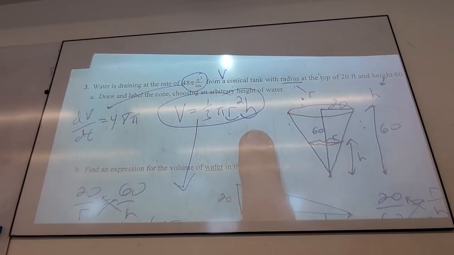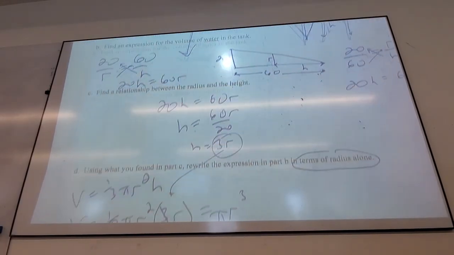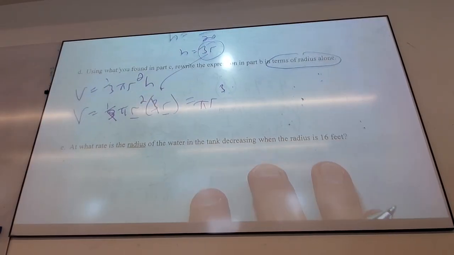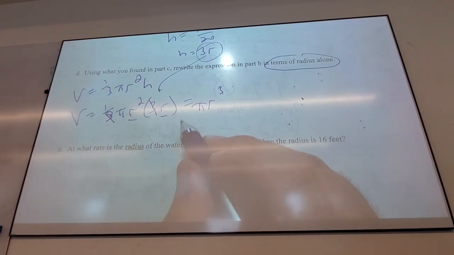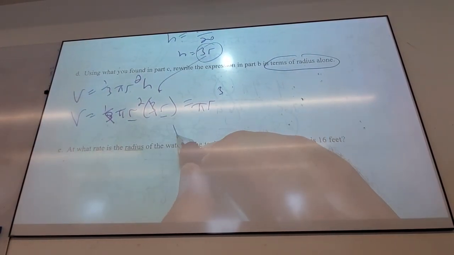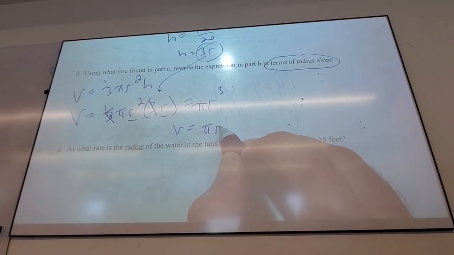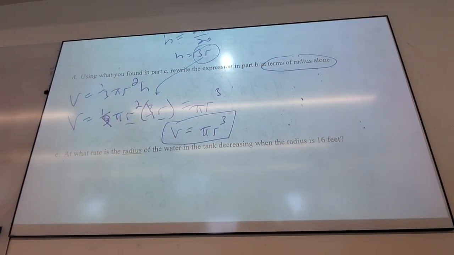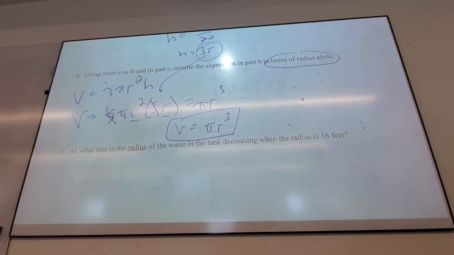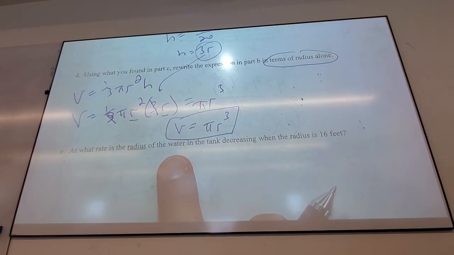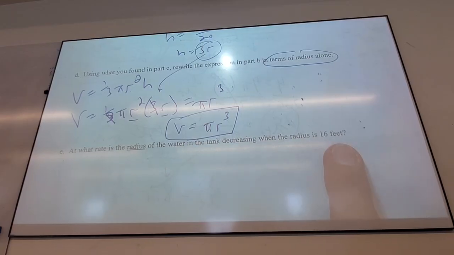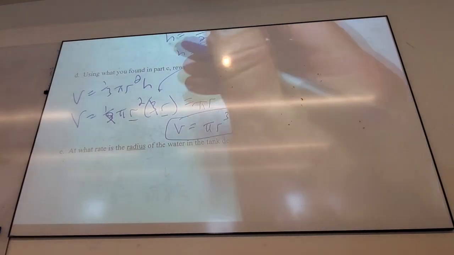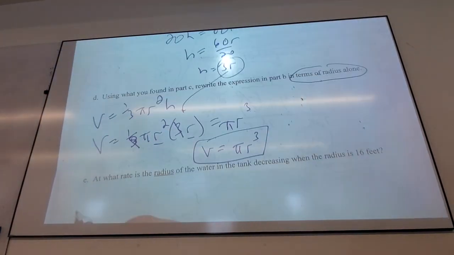I don't know if you guys are with me or not. So now, here's the question. We've got the formula now. This is the formula for this specific situation. This specific tank, that's the volume, at any radius. So at what rate is the radius decreasing when the radius is 16 feet? So I'm going to bring back what we set up in the beginning. dV/dt we noticed was 48 pi, yes?